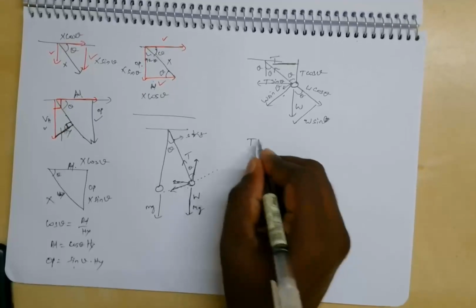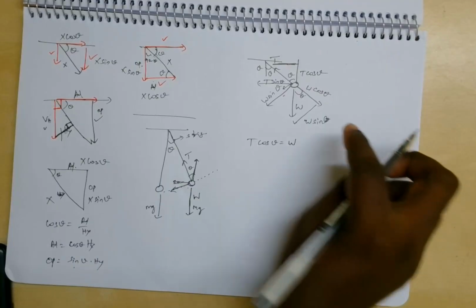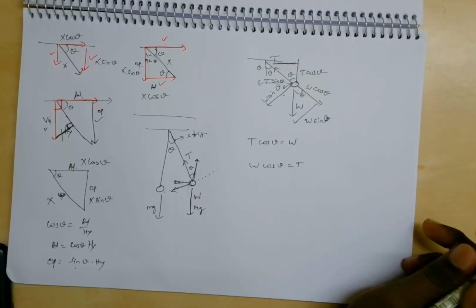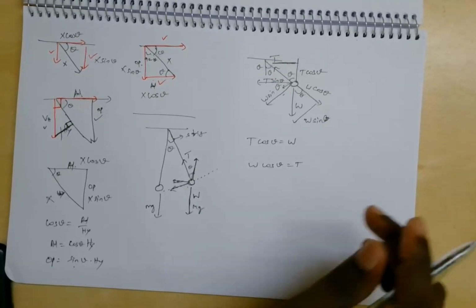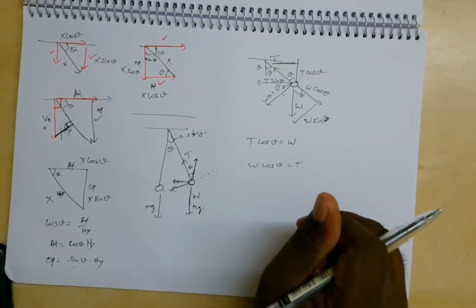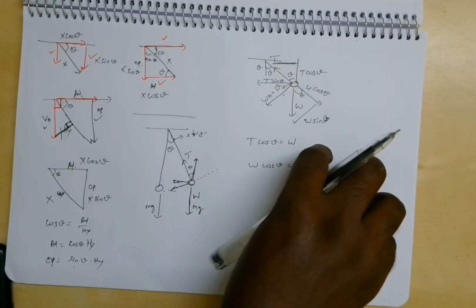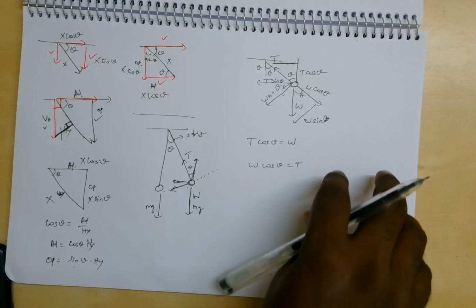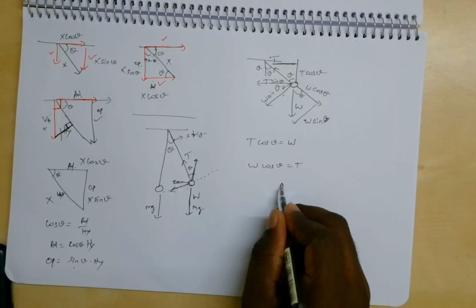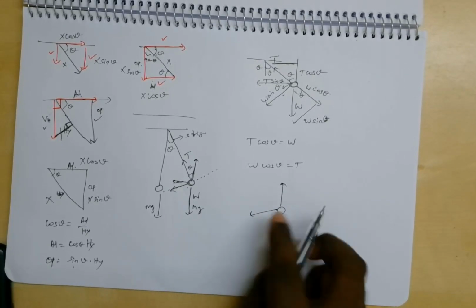So T cos theta will balance W. W cos theta will balance T. If this is the case, the simple pendulum is in equilibrium. So the pendulum will not move. It will just stay there because it's exactly matching, right? So when the pendulum will move, the T's vertical component is cancelled and T's horizontal component remains.